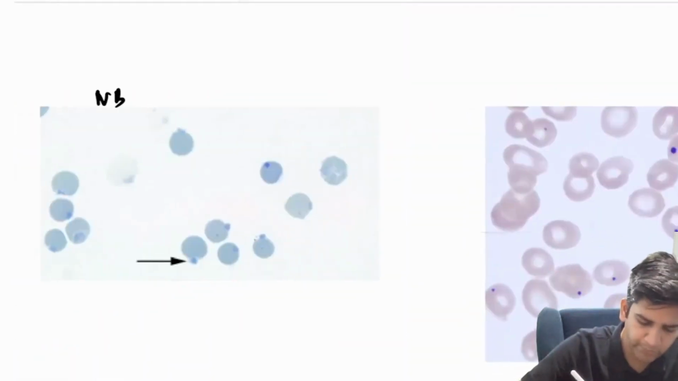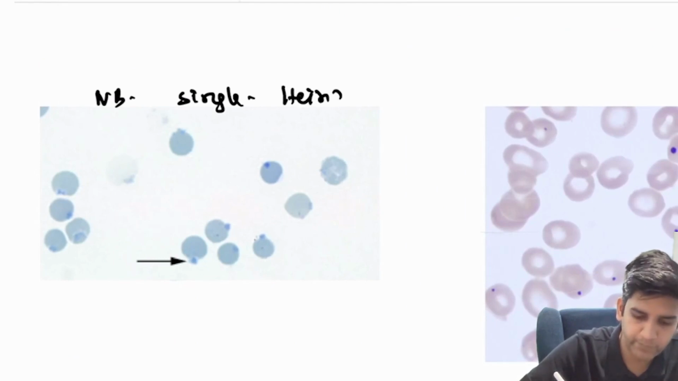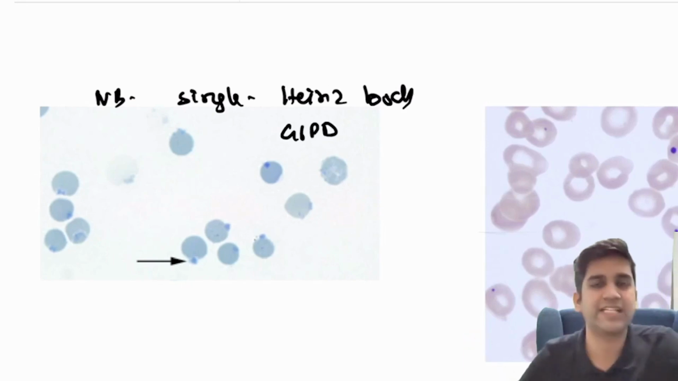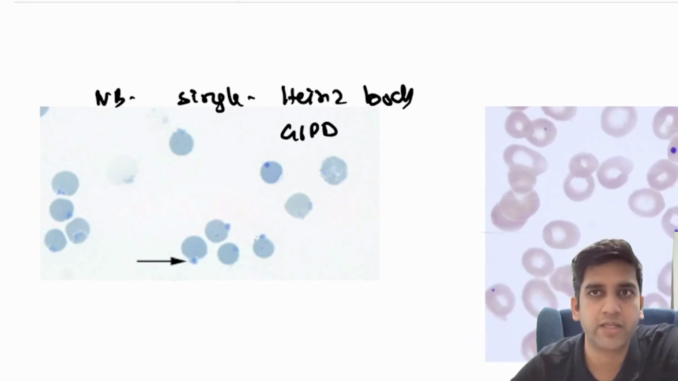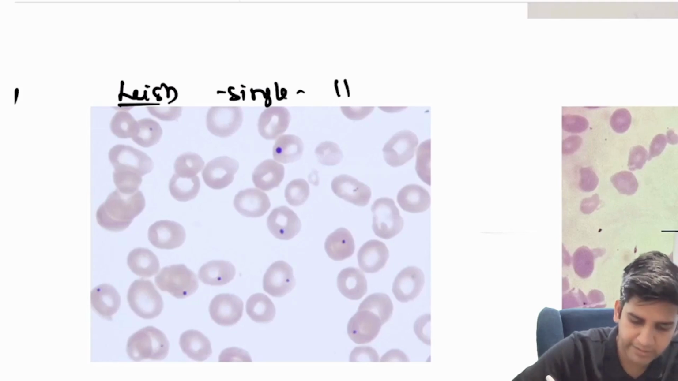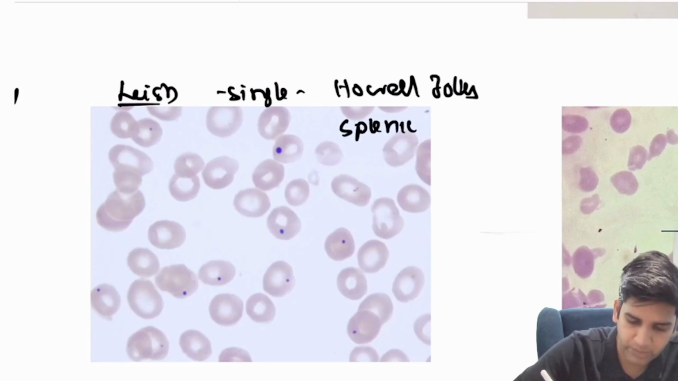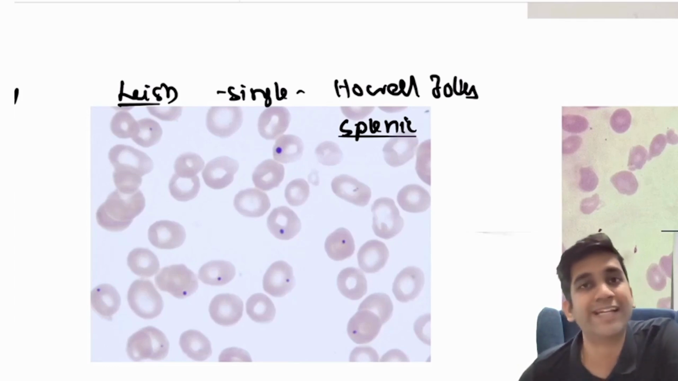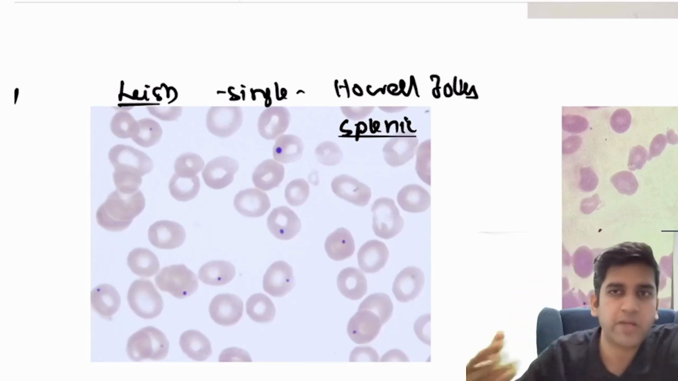New methylene blue, a single inclusion. That's your Heinz body, seen with G6PD deficiency. Classical findings seen in G6PD deficiency. Fine, absolutely wonderful. Leishman stain, again a single inclusion. That's your Howell-Jolly body. Howell-Jolly bodies are seen in any patient with a splenic problem, whether the spleen is not present, asplenia by birth, or a splenectomy done for any cause, be it a traumatic splenectomy, any cause.